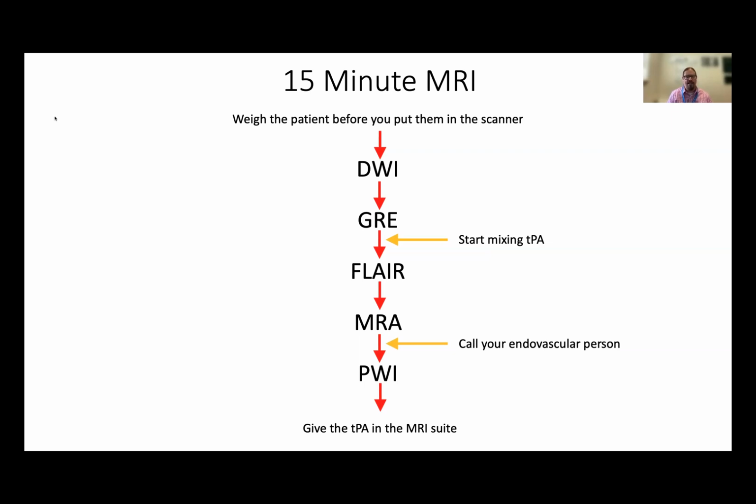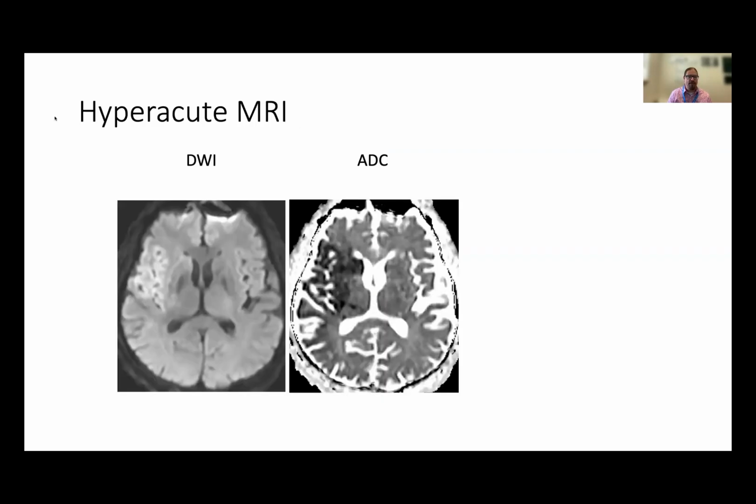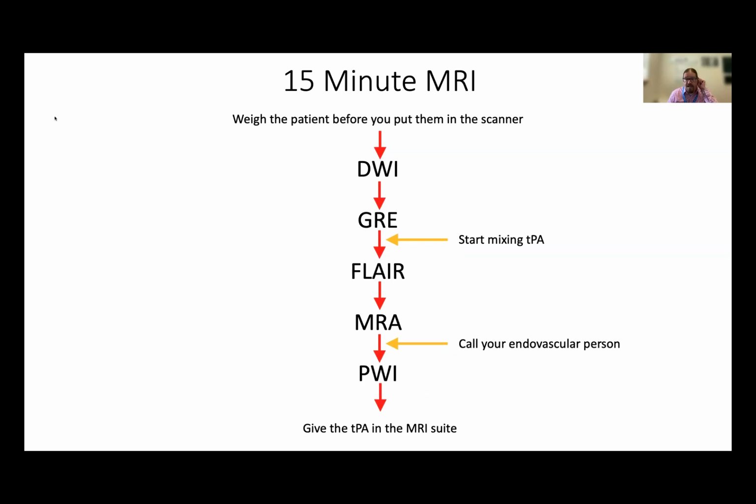And then we end the scan with a perfusion-weighted image, which is obviously important if we're going to be doing extended time window thrombectomy, that kind of thing. It's also helpful for diagnosis as well. And then we can give the TPA. You can either give it in the MRI suite, that's what we used to do at the NIH, or move it back to the trauma bay, which is what we do at Hopkins, and just give the TPA.